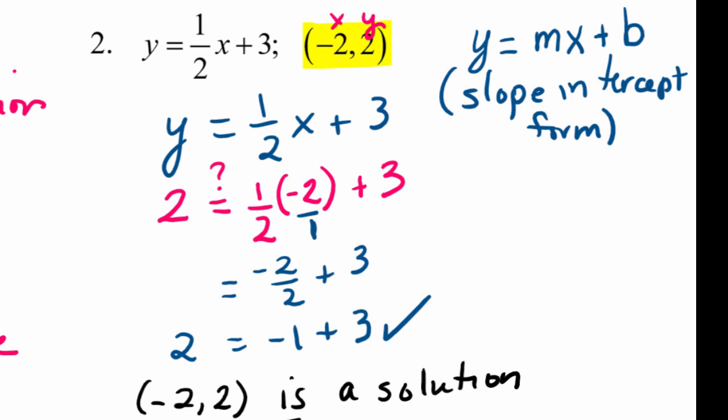Notice I didn't say the solution. I said a solution of the equation. And we know that this line, because think about what you know about a graph of a straight line, is made up of an infinite number of points. So (-2, 2) is not the only solution to the equation, but it is one of infinite.